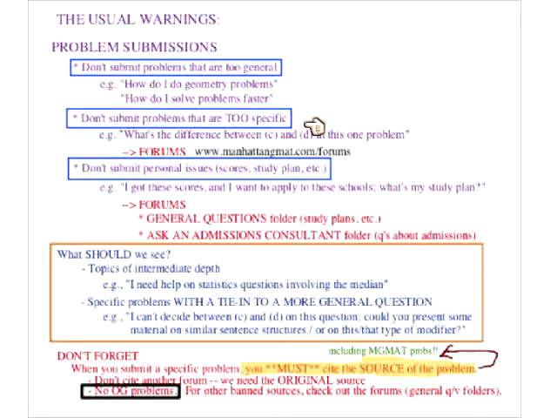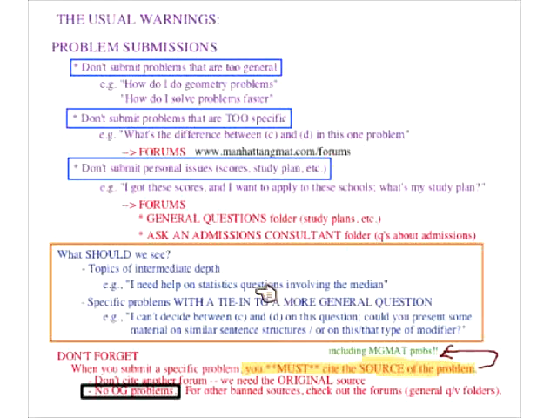This is the big issue for most people submitting problems. If you have a really specific question about a really specific problem, then go to the forum, please, and post it. If you have a question about your own study plan or about your own scores or whatever, please do not do that here. Please do it on the general questions part of the forum. What we should see is something that is deep enough to be a study hall topic, but also specific enough to be a study hall topic. So intermediate depth tied into a more general question, if at all possible.